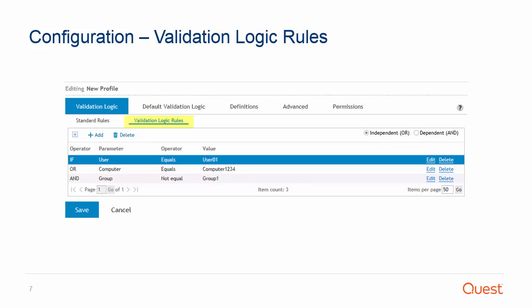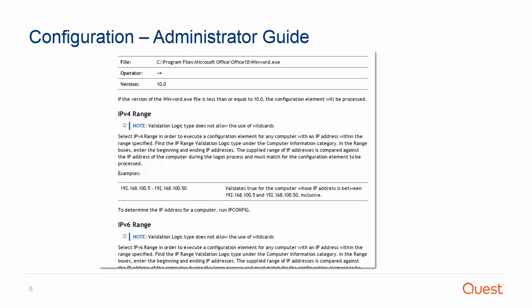If a configuration element has no validation logic rules defined and it passes the standard validation test, the configuration element will automatically be processed on the client. Leaving validation logic rules blank or not configuring it means there are no additional restrictions you want to apply, and the element will validate as long as the standard rules apply. To get an in-depth breakdown of each validation logic type and how to configure it, view Desktop Authority's Administrator Guide.